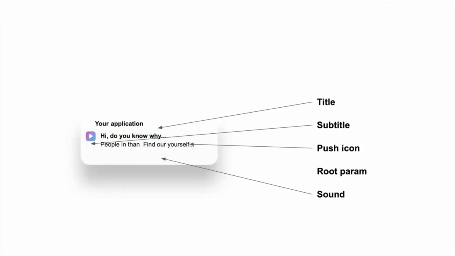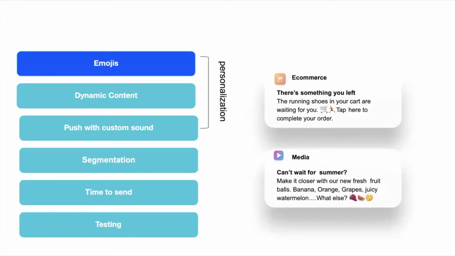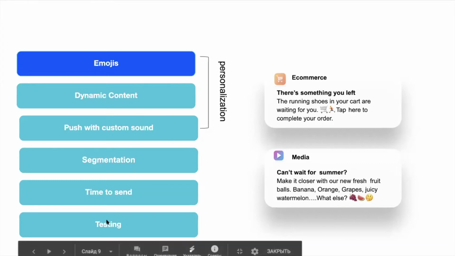Yeah, it's just the parts of the push notification that you may customize, like title, subtitle, push icon, root params, and sounds. All this you may personalize with the help of dynamic content and get higher CTRs, as I said before. And so, when we summarize the 6 main ways and methods that might help you to improve your CTR, it's mainly personalization, emojis, dynamic content, custom sound, segmentation, and A/B testing.